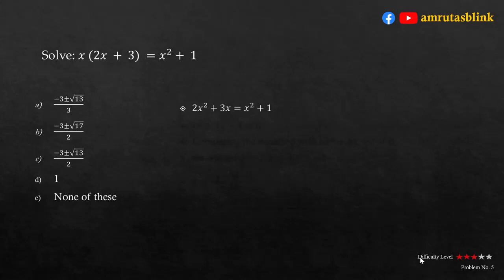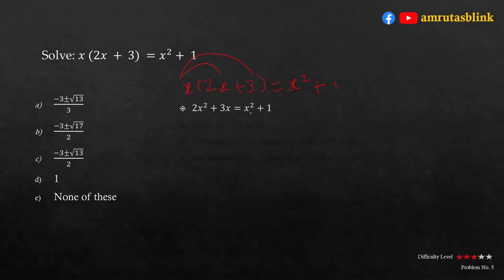We need to solve the given equation x into 2x plus 3 is equal to x square plus 1. Now, this x into 2x will be equal to 2x square. At the same time, this x into 3 will be equal to 3x. The right hand side, that is x square plus 1, stays as it is.